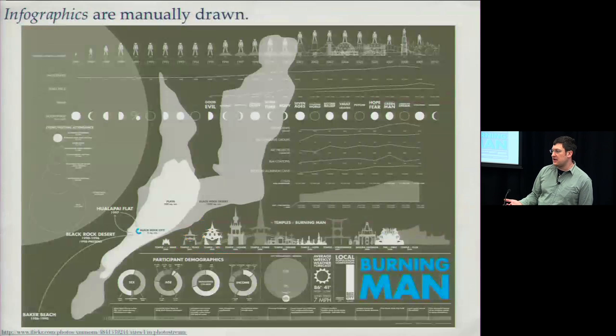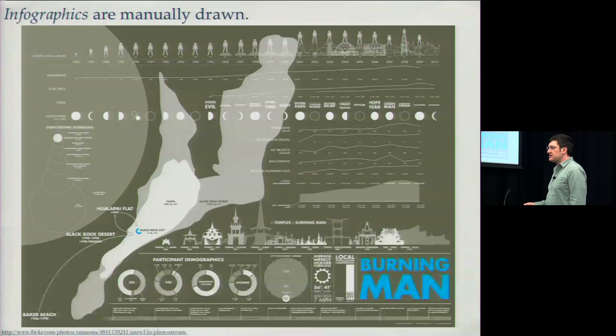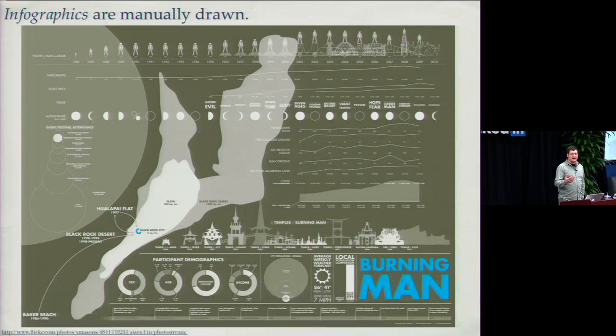Infographics are going to be manually drawn. And when I say manually, this is probably in Adobe Illustrator, not necessarily with a pen and pencil, but somebody literally had to place every pixel on the screen. And this does not scale. If you need to change the data, if you want to use a different data set, if you want to update it with the next year's data, somebody has to go in and manually make those changes.